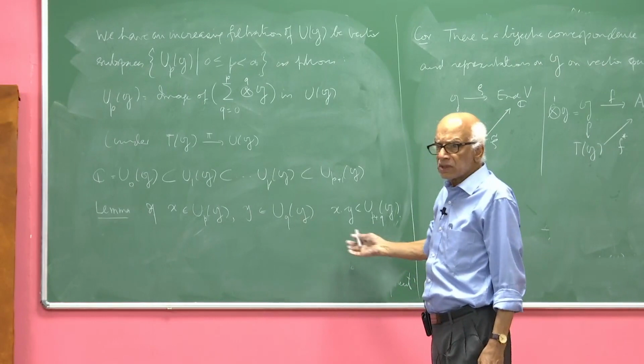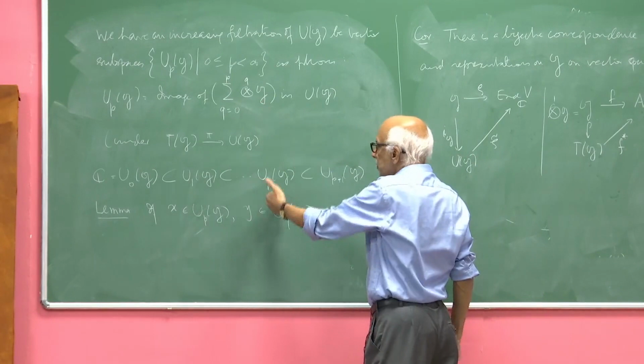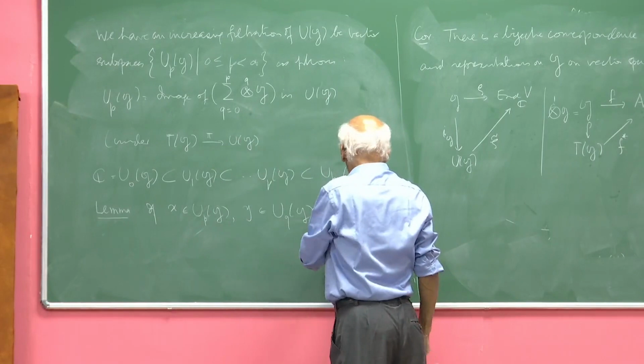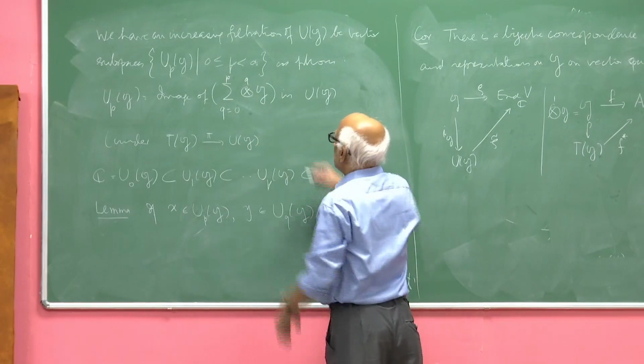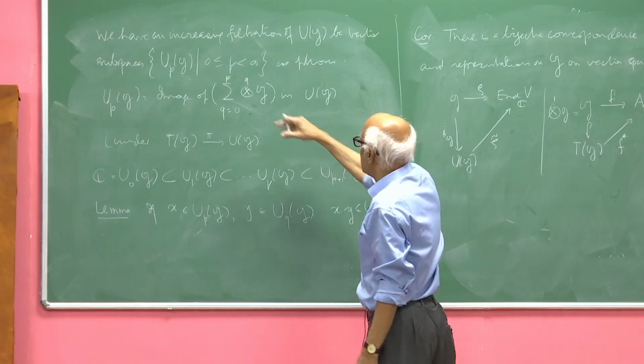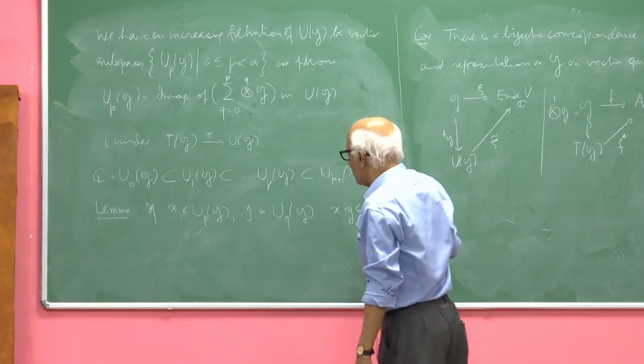You take something, essentially you have to check the same thing in the tensor product. You have to check if something in this, with Q equal to 0 to P, and something in the corresponding thing going from 0 to Q, and then you form a product of an element here and an element there, then it falls into the sum of T_Q(G) with Q going from 0 to P plus Q. So, I leave this as an exercise.